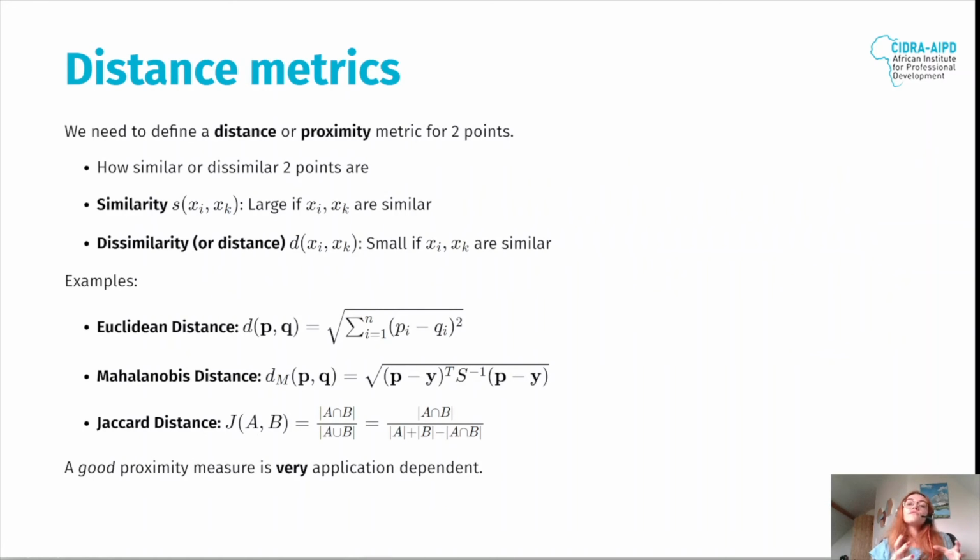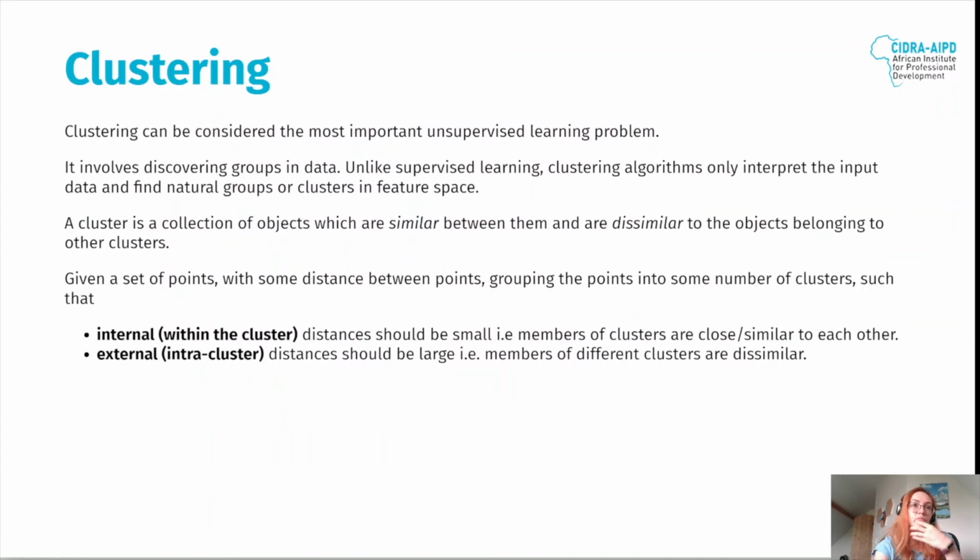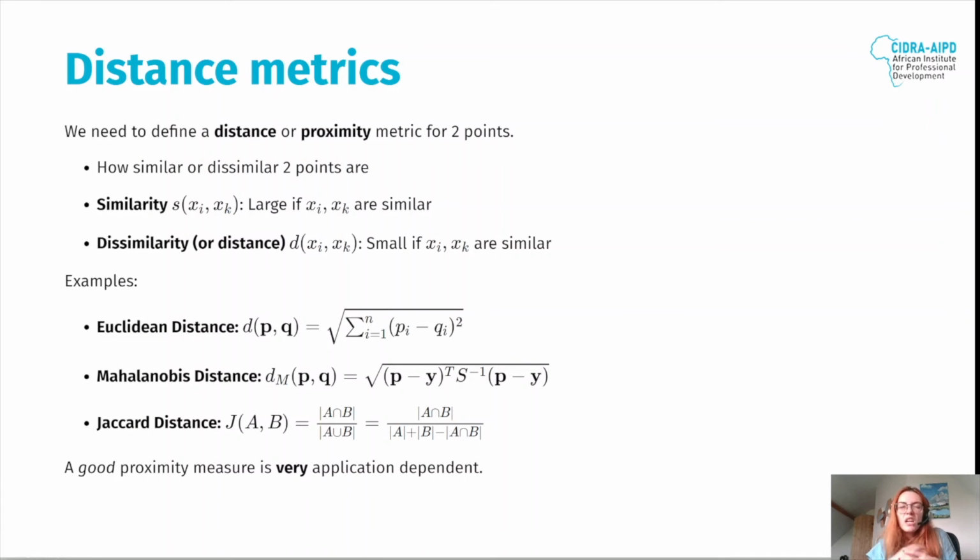And so one of the very, very important points here: we're going to see if people are close or if people are far from each other, if they're similar or dissimilar. So it's very important to determine how we are going to calculate how close two observations are. So the distance metric here is extremely important. You need to define a distance or proximity metric for two points.